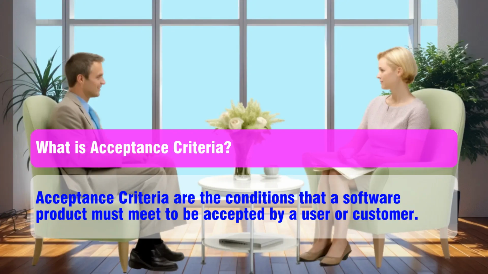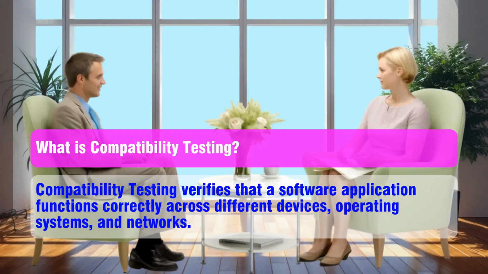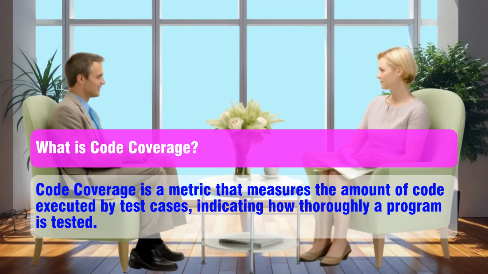What is acceptance criteria? Acceptance criteria are the conditions that a software product must meet to be accepted by a user or customer. What is compatibility testing? Compatibility testing verifies that a software application functions correctly across different devices, operating systems, and networks. What is code coverage? Code coverage is a metric that measures the amount of code executed by test cases, indicating how thoroughly a program is tested.